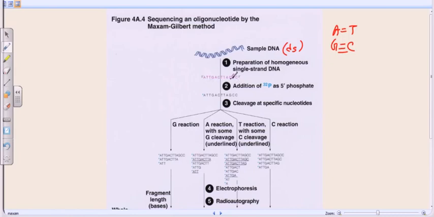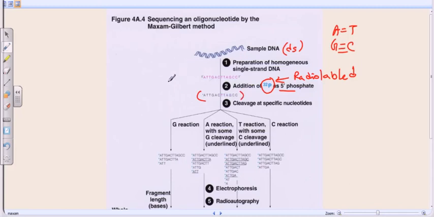Once we get the homogeneous single-stranded DNA, we add a phosphate group, and this phosphate is radio-labeled. That's why it's called P32. It's a very common radioisotope of phosphorus that is widely used in biological processes. So we add it to the 5' end of that DNA. Once we add this radio-labeled 5' phosphate to the single-stranded homogeneous DNA that we just prepared, we are ready to go with our reaction.